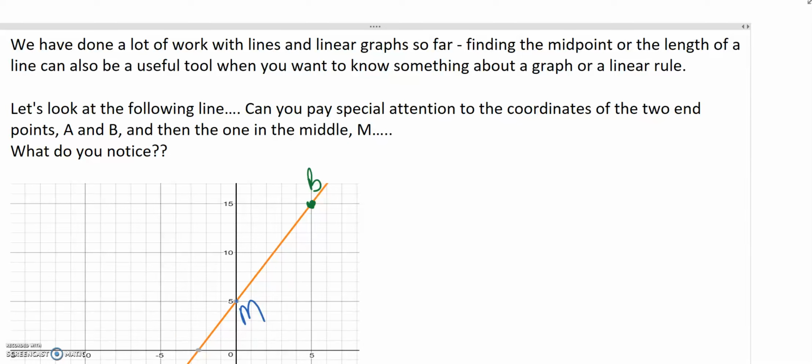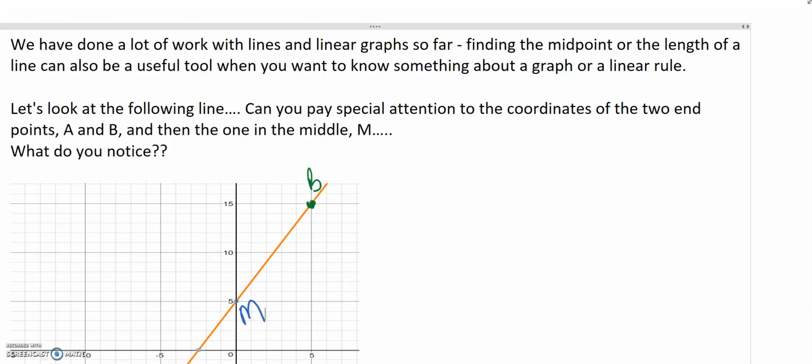Okay, today we're going to look at the midpoint of a line and also the length of a line. And you'll find it amazing that what we're going to learn today relates to things that we've learned before. We have done a lot of work with lines, linear functions and drawing graphs. Finding the midpoint and the length can also be quite useful, and we can use these to find out lots of relations about linear functions.